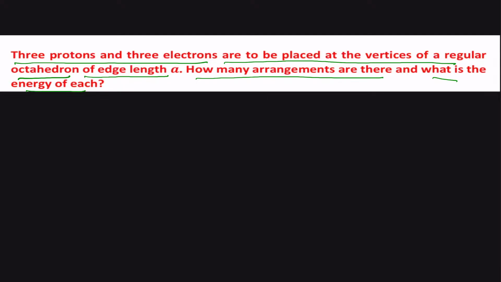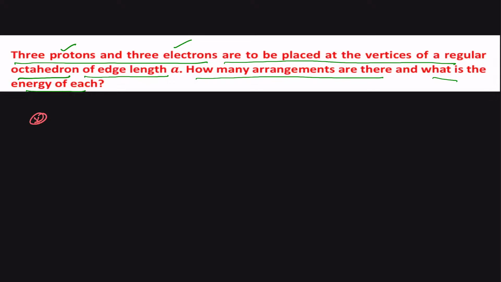So we are given that we have a regular octahedron, and the edge length is given as A, and we are supposed to arrange 3 protons and 3 electrons. Okay, how many arrangements should be there and what will be the potential energy in each case? So this is the basic question, and in general we are going to use our potential energy general formula.